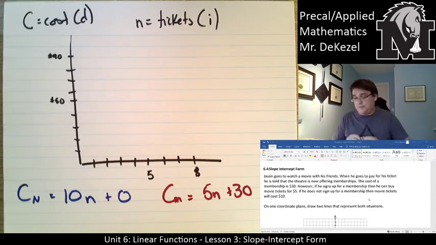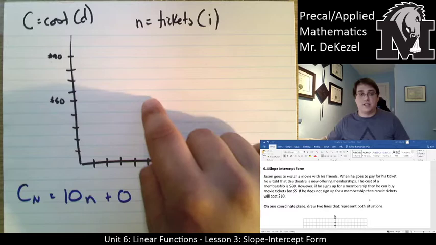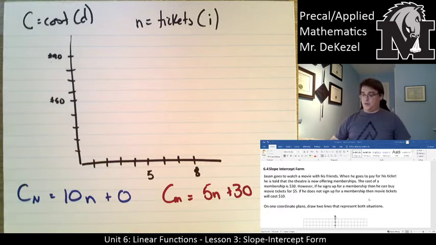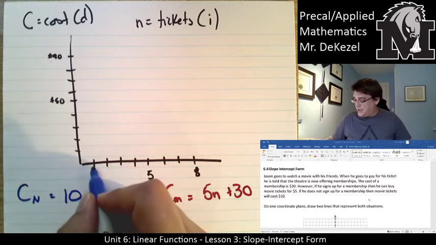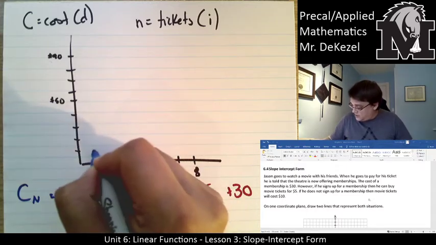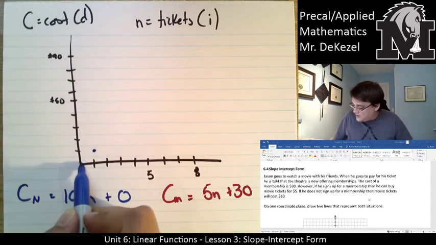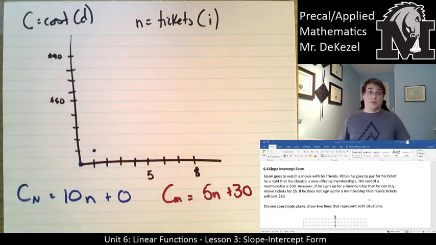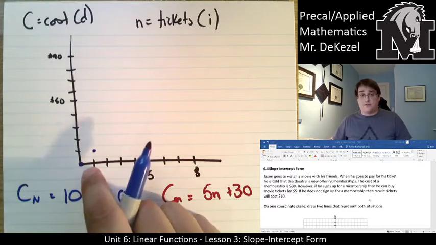So now we can plot these lines on this graph. Let's do the blue line first. Now, if we buy one ticket, the cost is $10. If we buy zero tickets, the cost is $0. That's not true with a membership. If you buy two tickets or zero tickets with the membership, you still have paid $30. So it's not completely cost free.